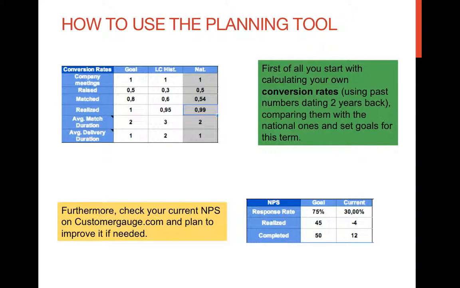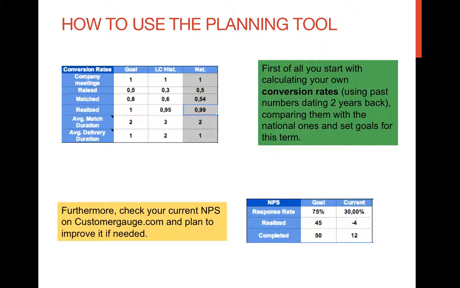Now, after finishing your preparations for the planning days, you can start filling in the planning tool. First of all, you start with calculating your conversion rates. You already did that before, but now you can fill it in to the planning tool. In the planning tool, you'll also find the national averages, your LC history, which you calculated beforehand, and then based on those two values, you can set a goal for your own LC.